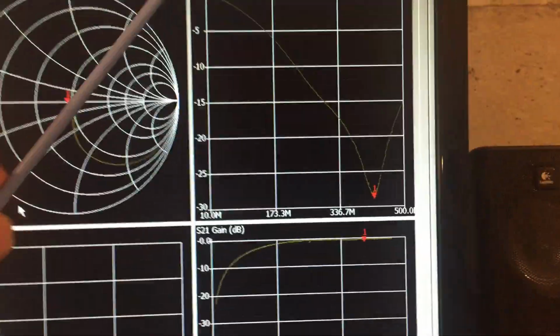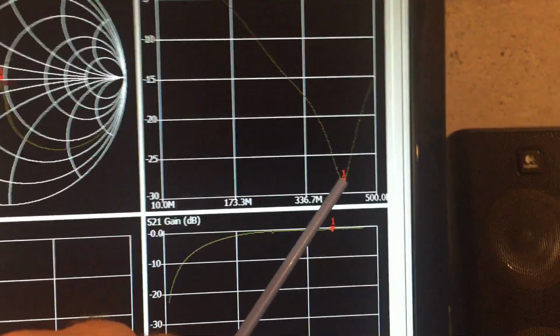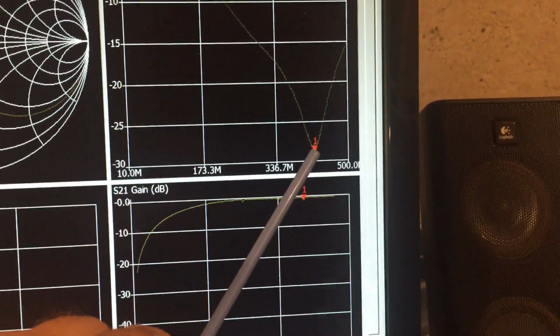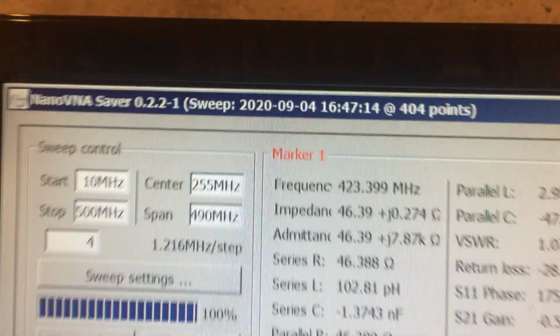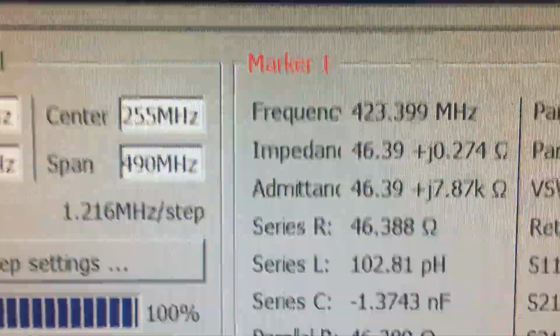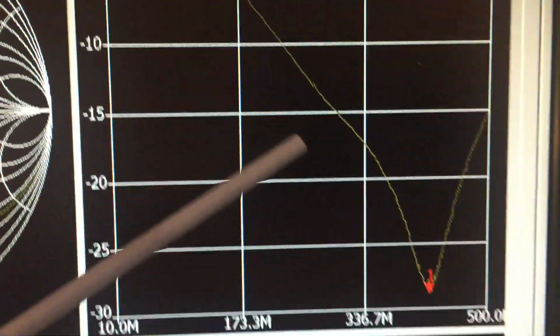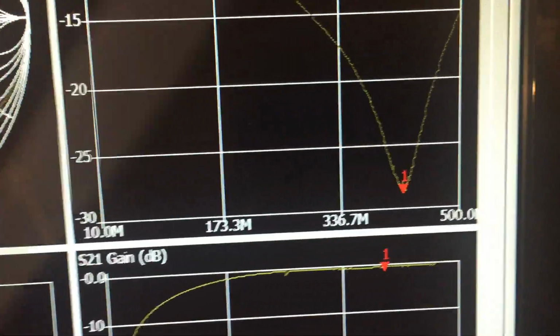So what we see on the S11 chart, this point here is the resonant frequency of this component. So again, that's where the capacitive reactance and inductive reactance are equal. And if we go over and look at the marker, we see the frequency is about 423 megahertz. Okay, and the return loss is the same as the amount of reflected power.